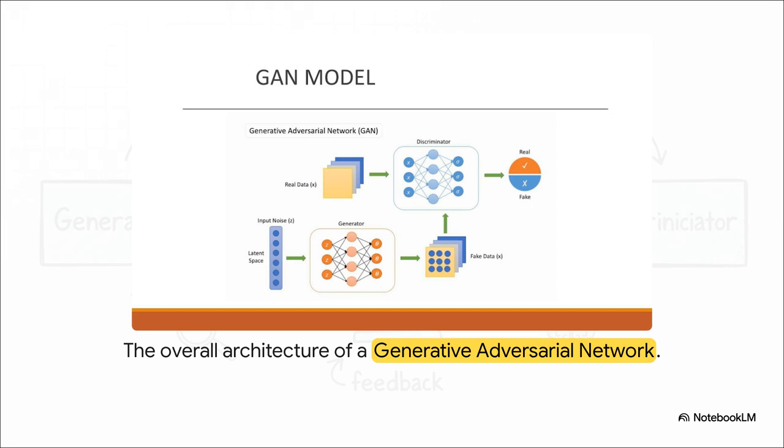It all starts on the bottom left with some random noise, which comes from something called the latent space. Think of it as a random seed of numbers. The generator takes that noise and, like a sculptor, transforms it into fake data. Meanwhile, up top, the discriminator gets fed two streams of information: real data from a training set and that brand new fake data from the generator. And its job is to tell which is which.